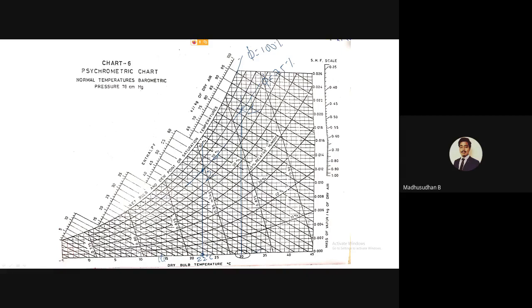So just go straight till the point where it touches the saturated curve. So you have to go straight till the point where it touches the saturated curve. So here it touches the saturated curve, is it? So this is the point where it touches the saturated curve. That means your cooling and dehumidification process takes place from 1 to this particular point. I will name this particular point as point 4 here. Okay.